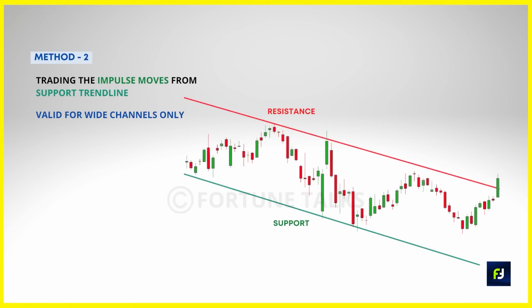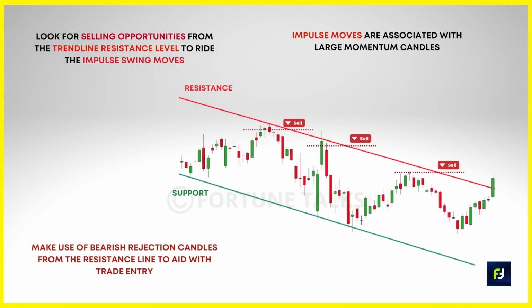There should be enough points available between the support and resistance trend lines. Now the idea here is to trade the impulse move, or simply to trade in the direction of the existing market trend. So all you have to do is look for selling opportunities from the trendline resistance level to ride the impulse move, because impulse moves are associated with stronger momentum candles and you will be trading along with the market price flow.